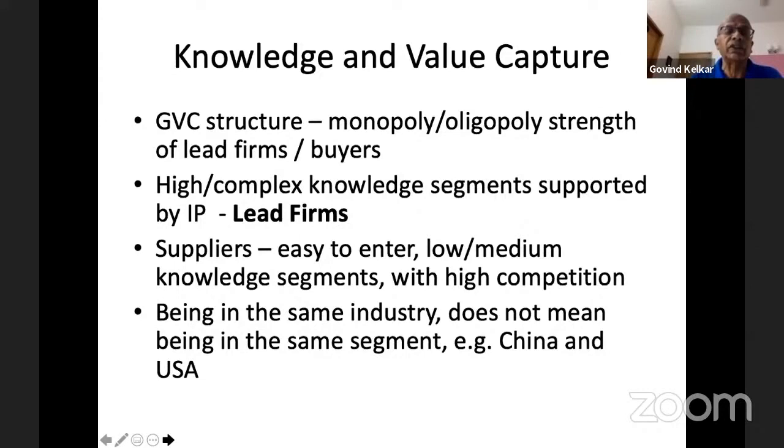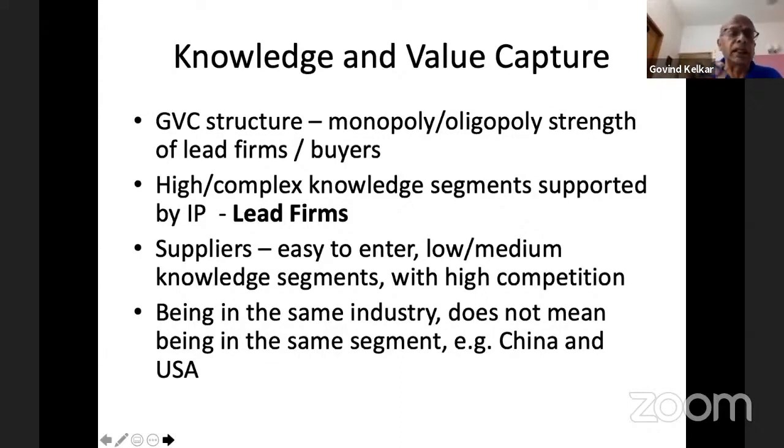Now, within this, however, it's not as though each part of that has an equal role. The GVC structure has a monopoly strength of the lead firms, right? These are what we call the complex knowledge segments, which are monopolized by the lead firms. What is a complex knowledge segment? That is the knowledge of design. It's easier to produce something than to design something. Design has a lot of what's called tacit knowledge involved, while production is mainly straightforward knowledge, which is easily translatable into instructions.